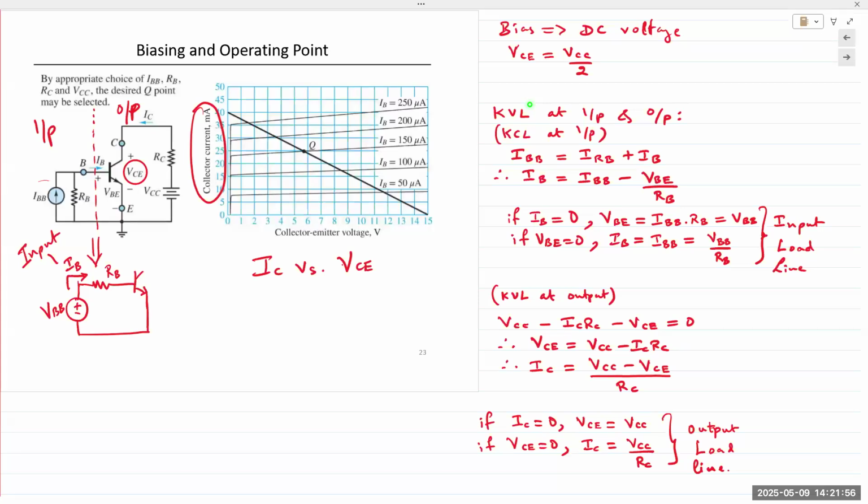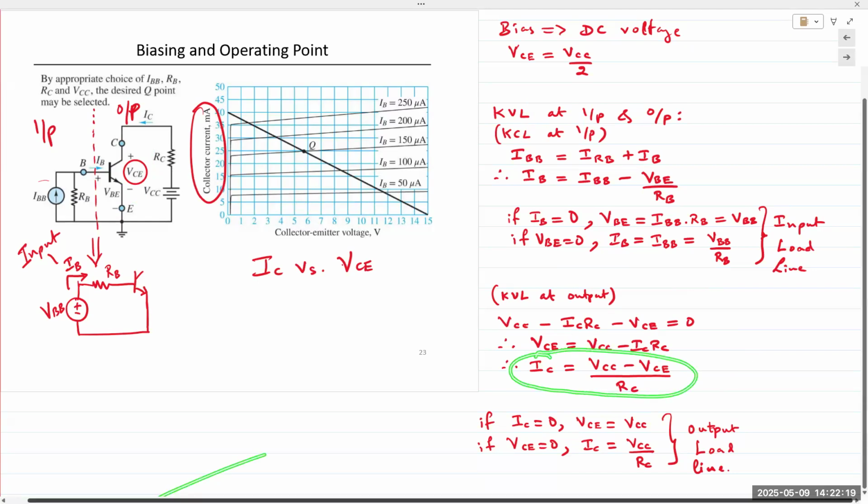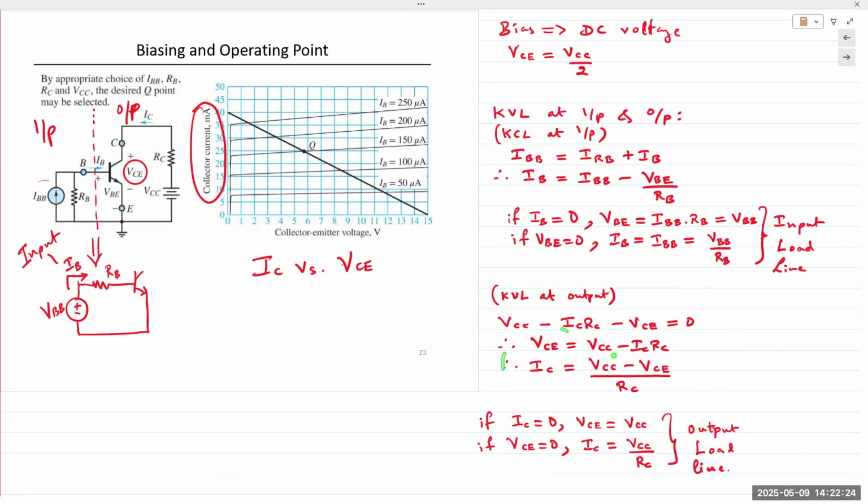Same process on the output side. On the output side, you have VCC divided across the resistor RC and the collector to emitter voltage VCE. So VCE is equal to VCC minus ICRC, or we can write IC is equal to VCC minus VCE over RC. This is the equation that describes the line. To find the two coordinates, plug in zeros, and you obtain the output points.